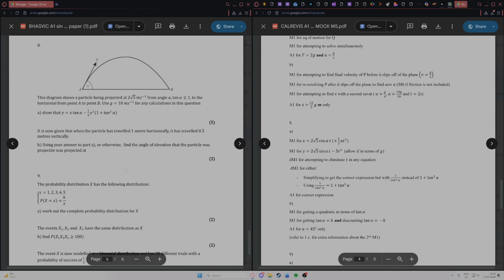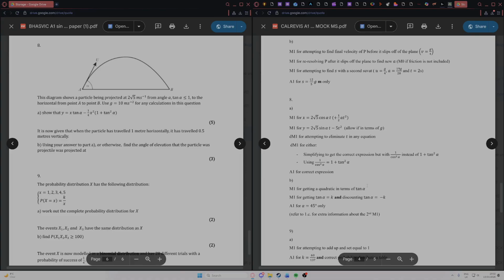Next, part B. You use this again. If you can't do part A, just use this equation for part B and move on. So next we can get a quadratic, and so you substitute 1 into x and 0.5 into y, and then you can get a quadratic in terms of tan alpha.